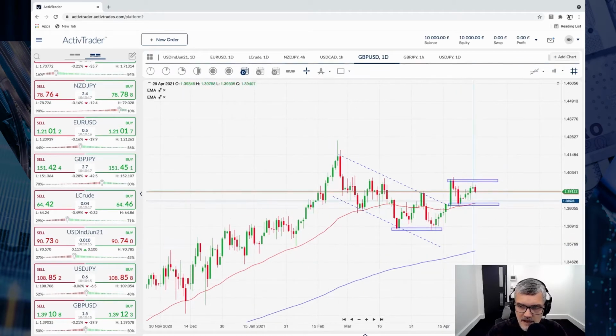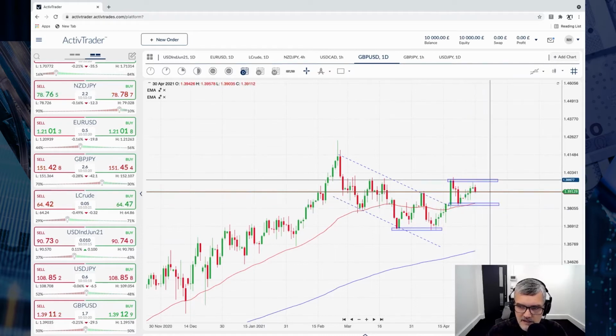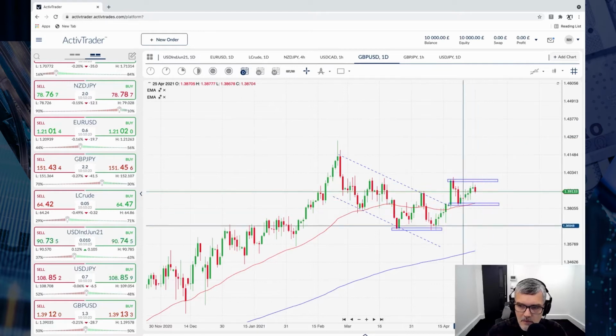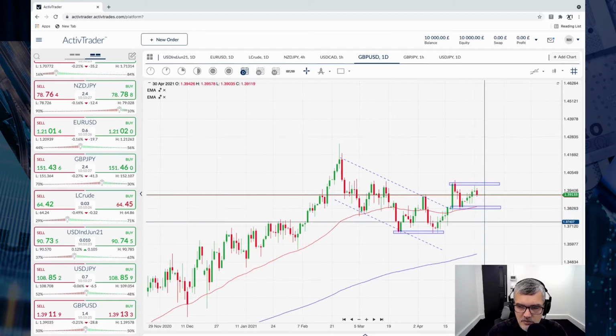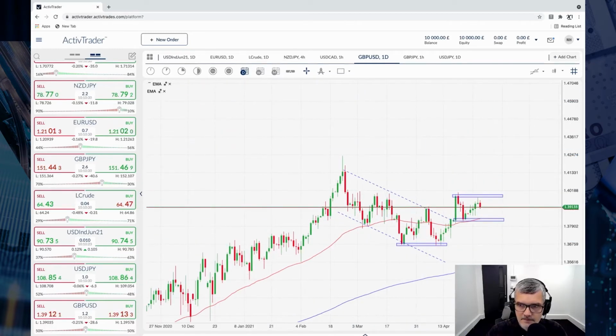If I could, I'd get aggressively long here in the hope that prices would get back into this range and then continue higher. But until we actually see the 50-day EMA act as support, we have to trade quite carefully.